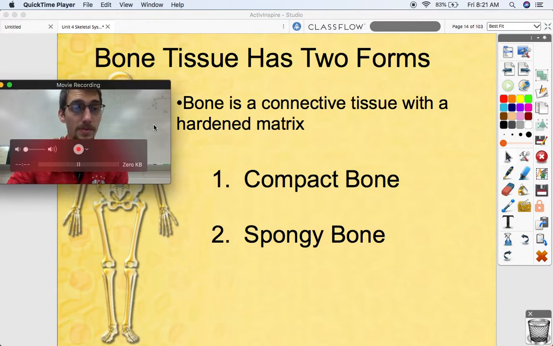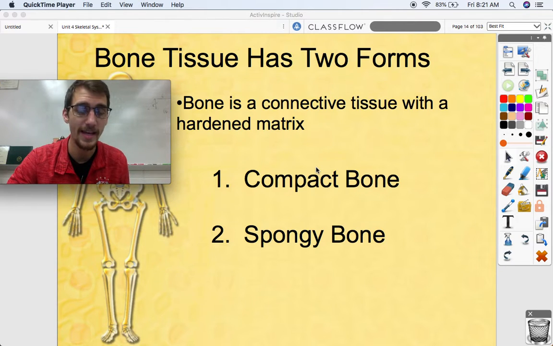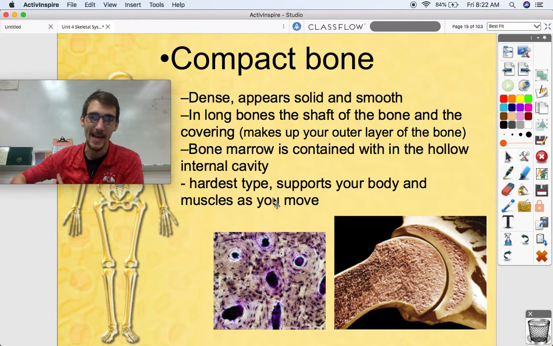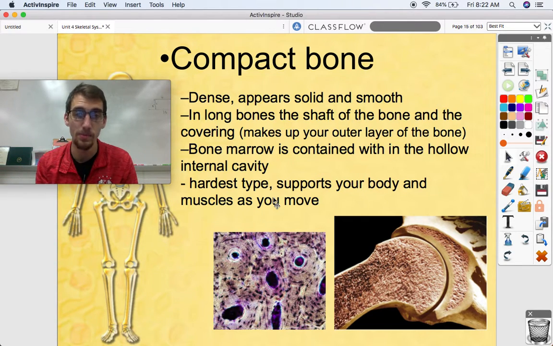As I've said a couple times, bone is a connective tissue, and it has a hardened matrix. And we can break down bone tissue into two main categories. It's compact or it's spongy bone. So compact bone, it's dense and it appears solid and smooth.